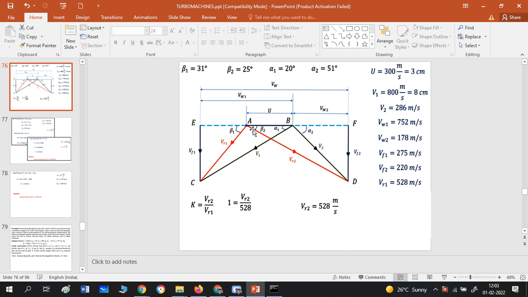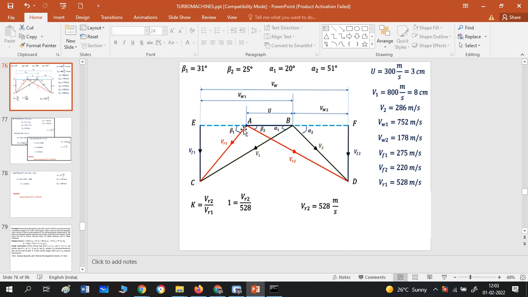So in the graph, I'll write the steps. What are the steps? First step is to draw AB. I'll repeat once again the procedure of the graphical method. As given in the problem, AB I have drawn as a horizontal line. As per this diagram, from point B or point A, you can draw V1. So V1 with alpha 1, both are given in the problem. Alpha 1 is 20 degrees. At 20 degrees, I'll draw V1 as 8 centimeters.